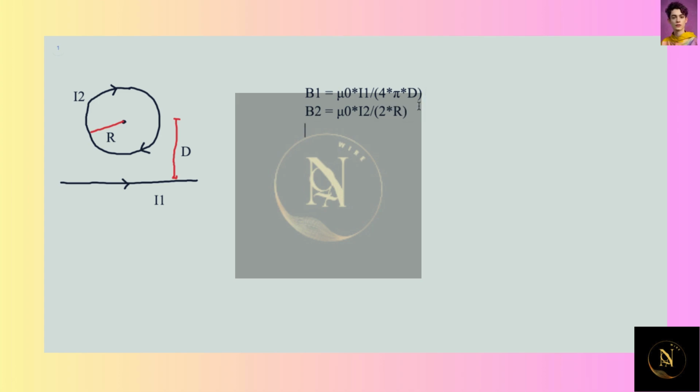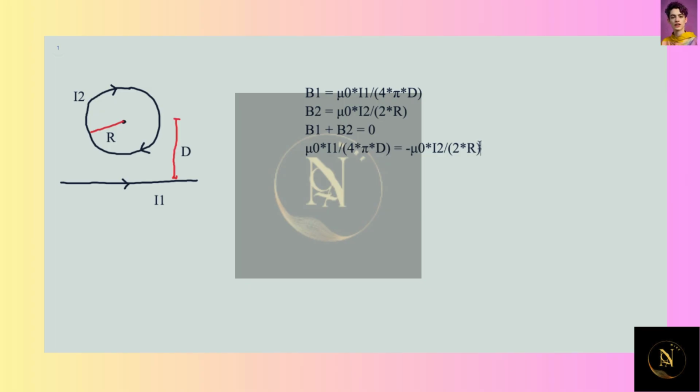At this point we want B1 to be equal to, or I'm sorry, B1 has to be equal to negative B2, because we know B1 plus B2 has to equal 0. So we want to set B1 equal to minus B2. Let's set mu naught I1 over 4 pi d equal to minus B2. This is just making the sum equal to 0.